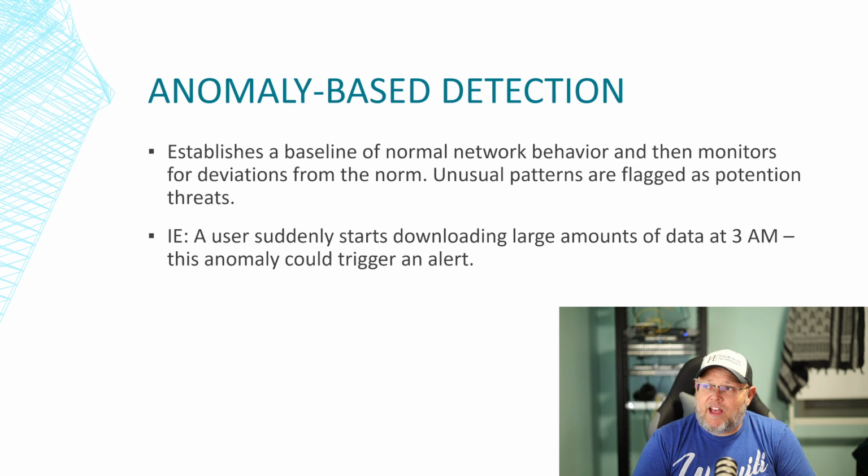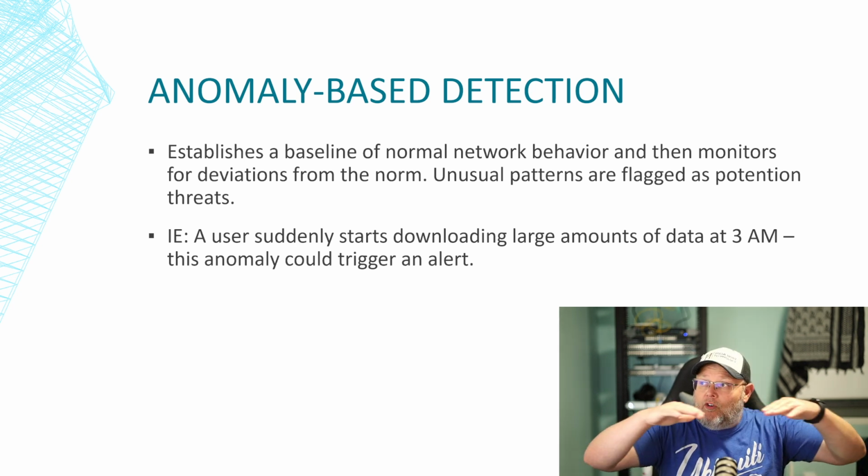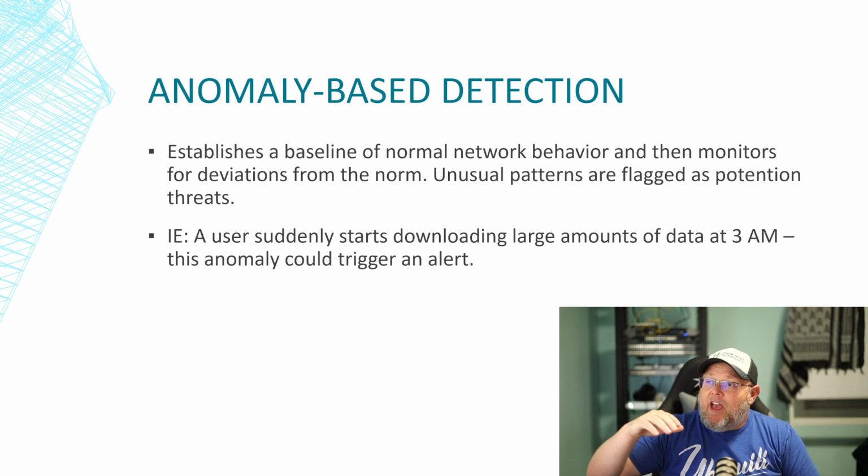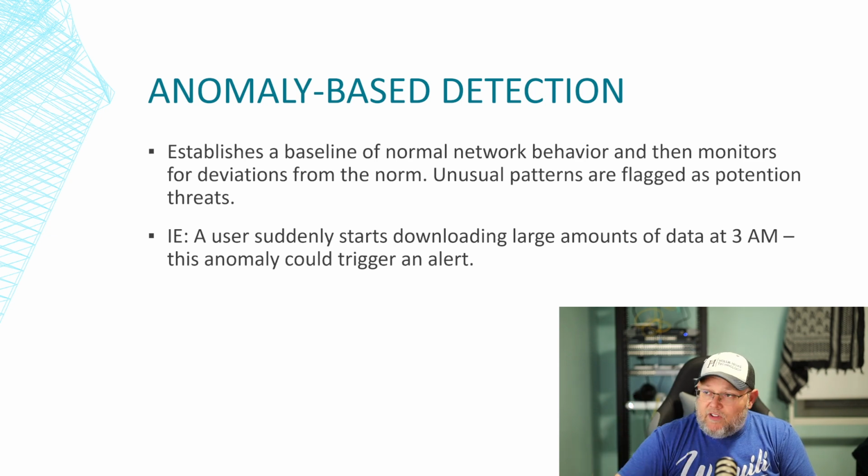There's anomaly-based detection. With anomaly-based detection, we establish a baseline of normal network traffic. This is what our normal looks like, normal network traffic and behavior, and then we monitor for deviations from the norm. Unusual patterns are flagged as potential threats. Here's an example. A user suddenly starts downloading large amounts of data at 3 a.m. Well, if your baseline is there's little to no network traffic at 3 a.m. and then all of a sudden this large file transfer starts, this could trigger an alert because of an anomaly.